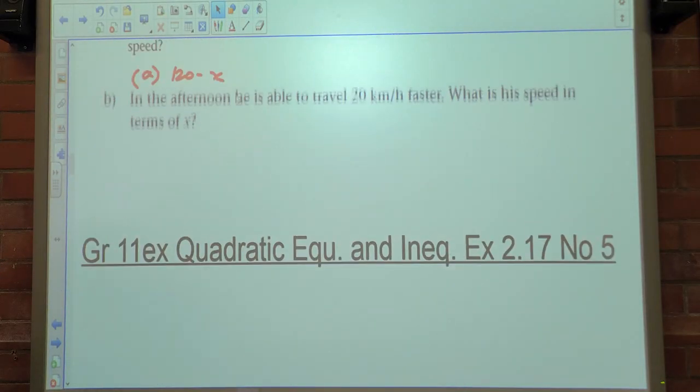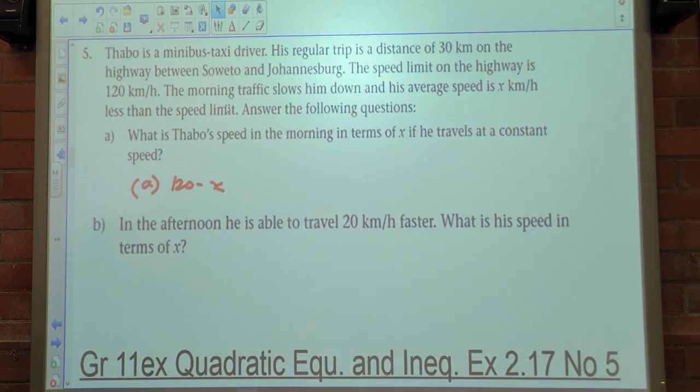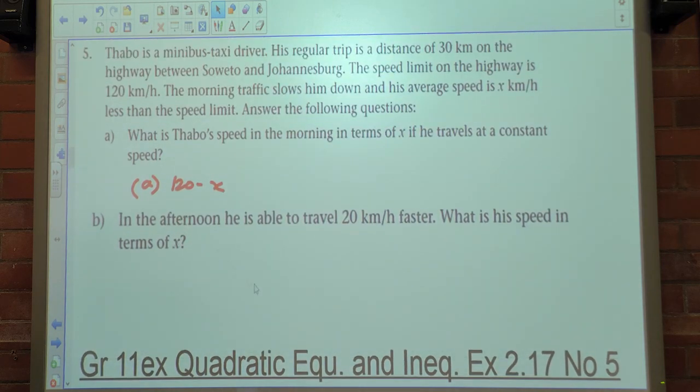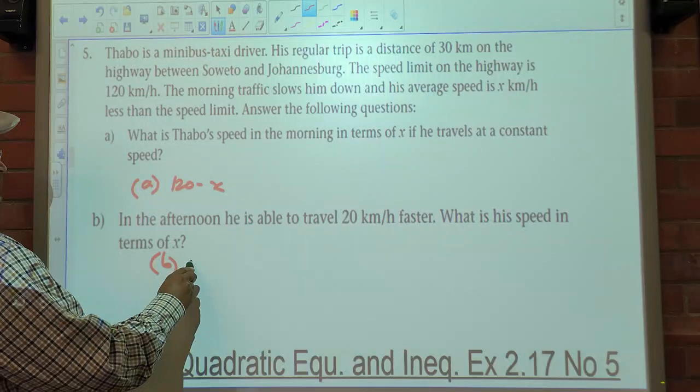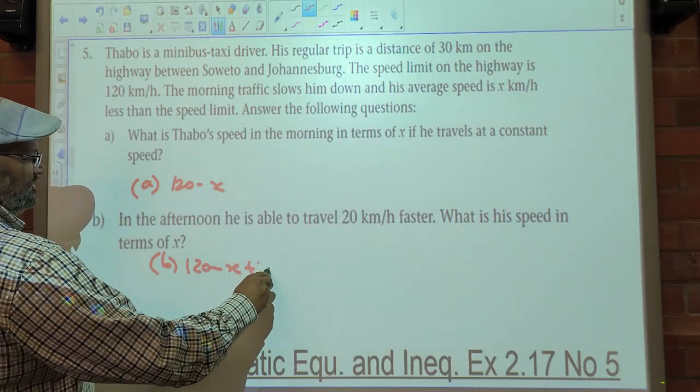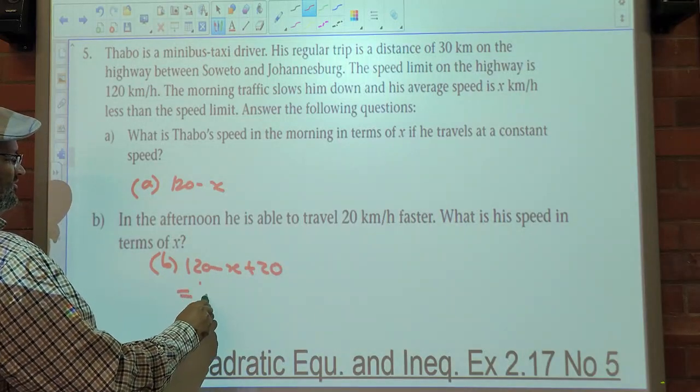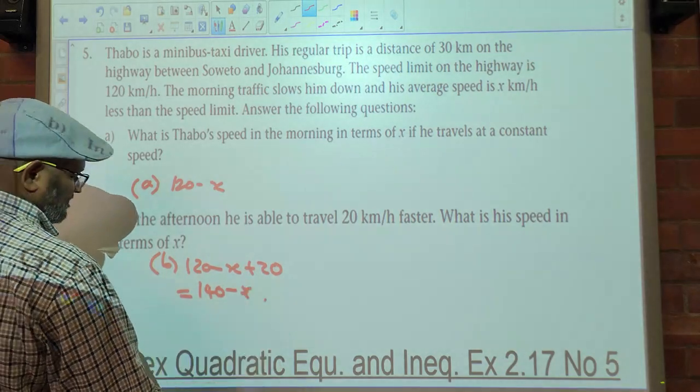Let's go with B. B says, in the afternoon, he is able to travel 20 kilometers faster. So what is his speed in terms of X? It's going to be 120 minus X plus 20. We give an answer of 140 minus X.